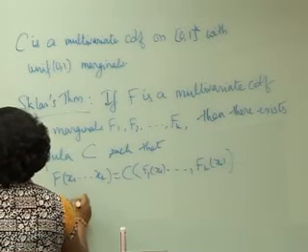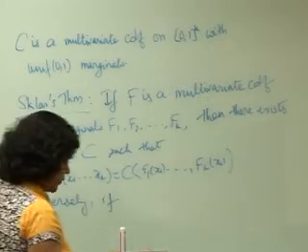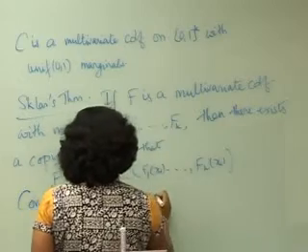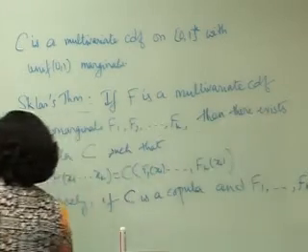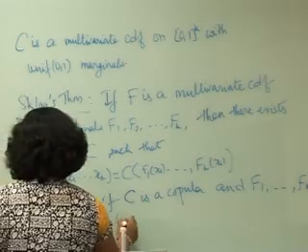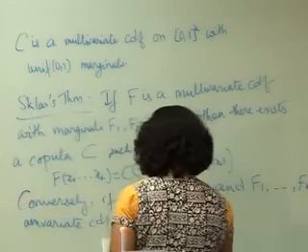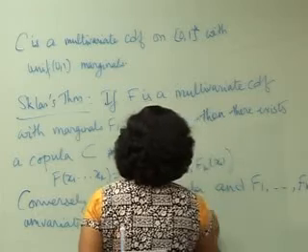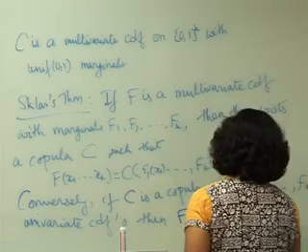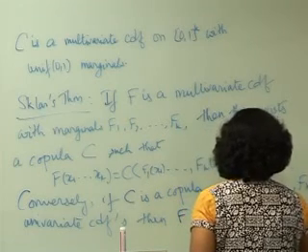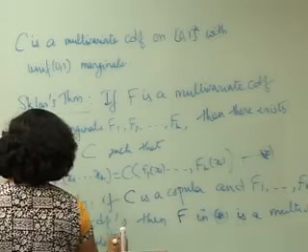Conversely, if C is a copula, if you have a copula on the unit cube, and F1, F2 up to Fk are univariate CDFs, then F above, say we call this star, defines a multivariate CDF with marginals F1 through Fk.